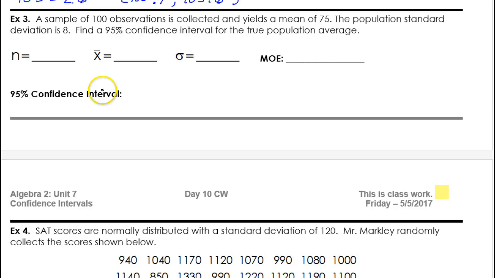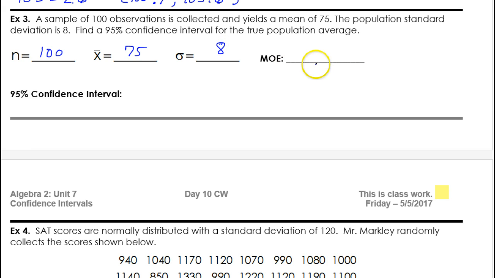Is it 100? It is 100. N is the sample size. So we have a sample of 100 observations. So n is 100. What is x bar? 75. That's your 75. X bar is the symbol for mean. So 75. What is sigma? Sigma is 8, because sigma stands for standard deviation.